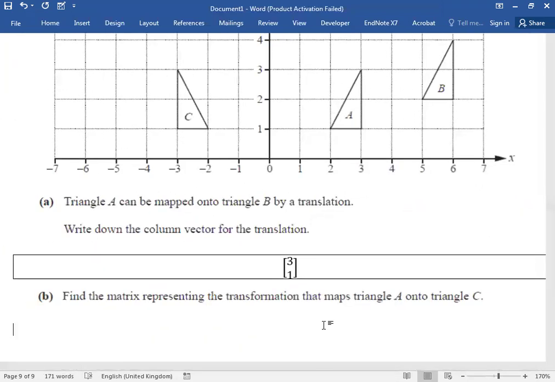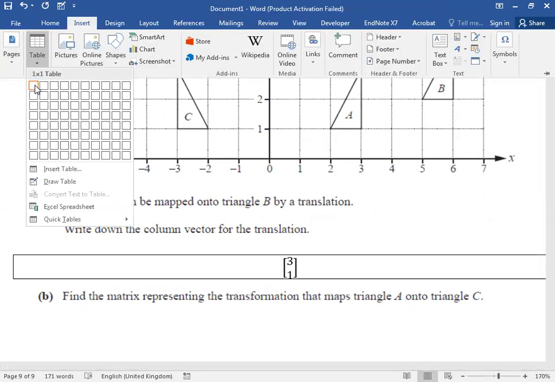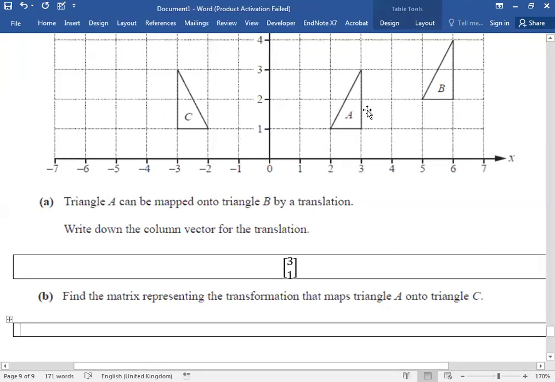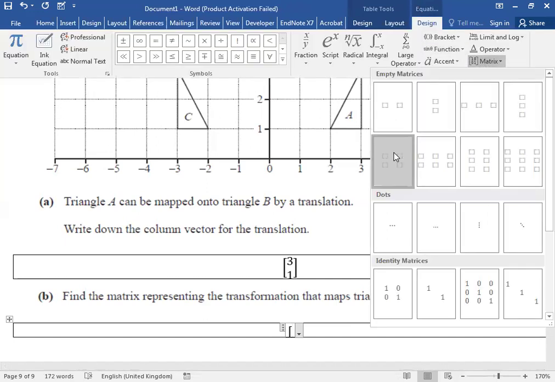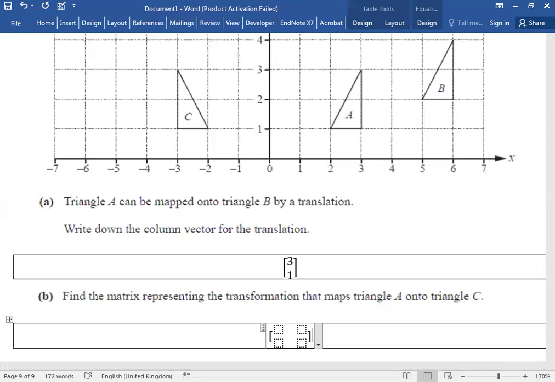Okay. Find the matrix representing the transformation that maps triangle A onto triangle C. First, tell me what transformation is this? Reflection in what? Very good. Reflection in y-axis. The reflection in the line x is equals to 0. So reflection in y-axis, you can figure out the transformation matrix. It is a 2x2 matrix. You do not know the matrix, right?